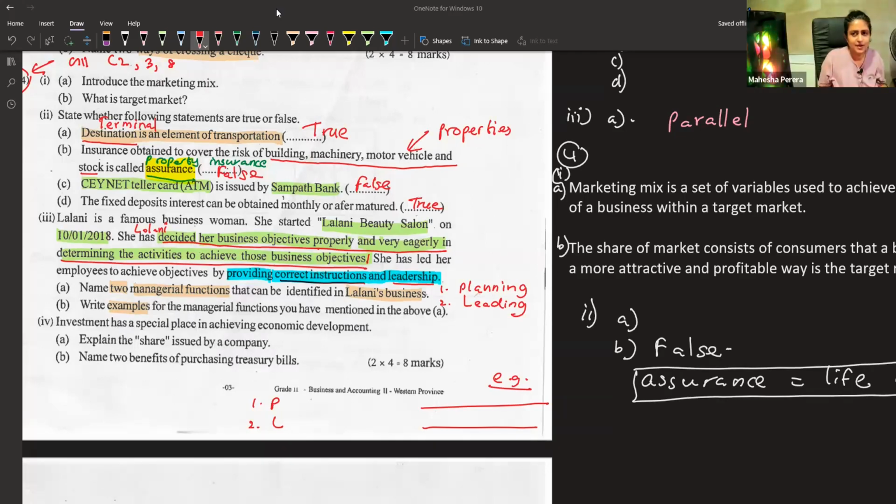Right, puta. Now let's do the next one. Roman figure 4. Investment has a special place in achieving economic development. Explain share issued by a company. Do you remember the definition of a share?